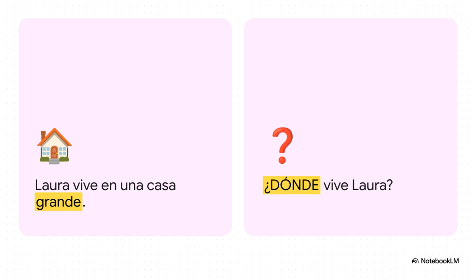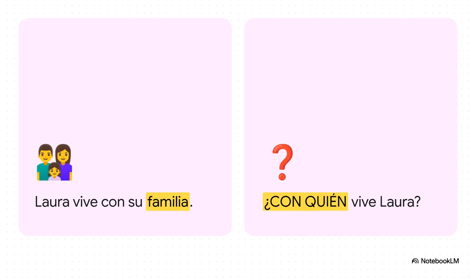Now, let's pretend we just don't know the end of that sentence. Our target clue is en una casa grande, in a big house. Well, that's a location. So which tool do we use? Take a second and think about it. Yep, you got it. We use dónde. So the question simply becomes, ¿Dónde vive Laura? Where does Laura live? Let's do it again.